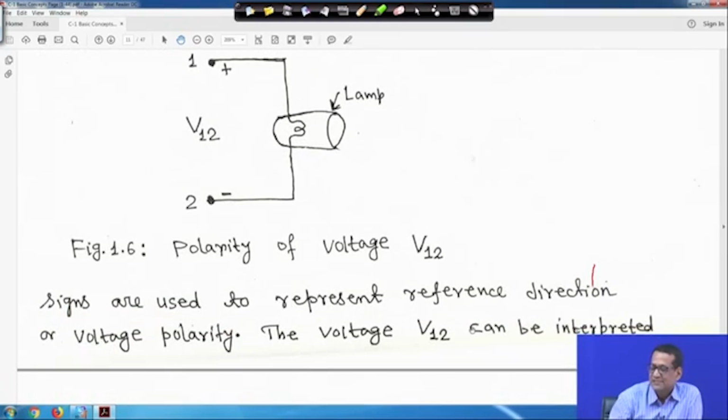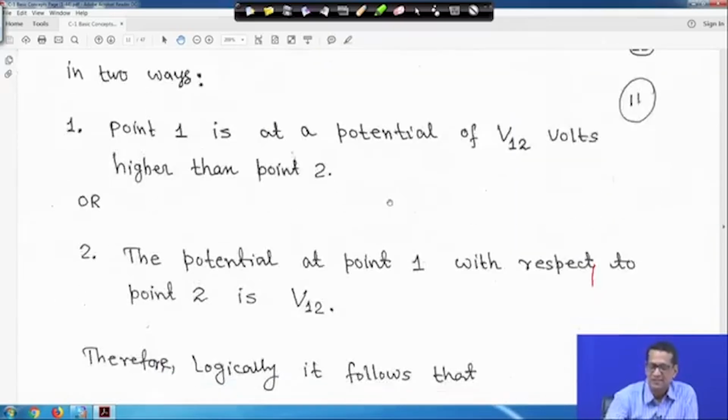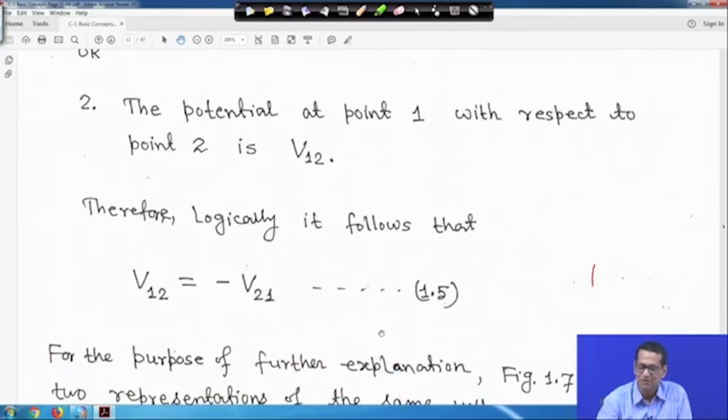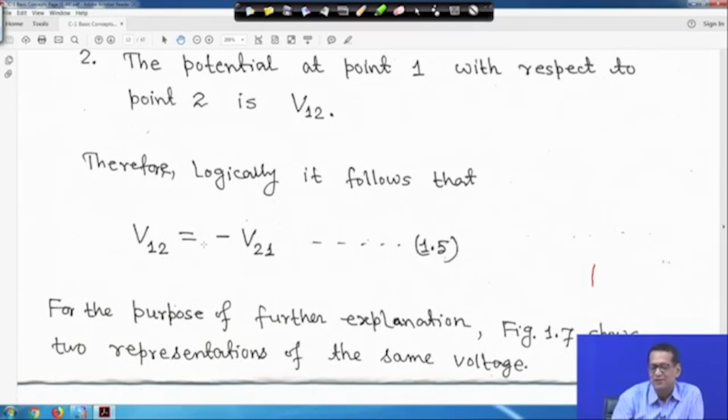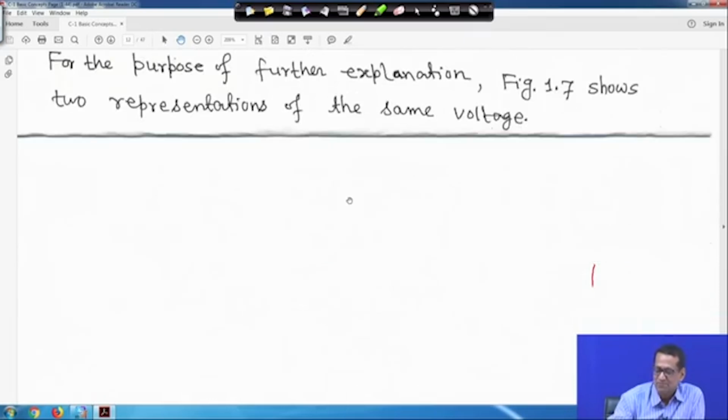Signs are used to represent the reference direction of voltage polarity. The voltage V12 can be interpreted as the potential at point 1 with respect to point 2. Therefore, logically it follows that if V12 is 10 volt, then V21 will be minus 10 volt. Therefore, V12 is equal to minus V21. So, for the purpose of further explanation, come to figure 1.7, two representations of the same voltage.